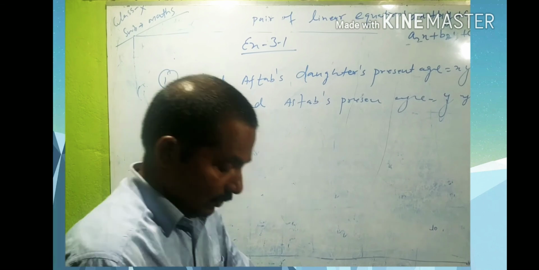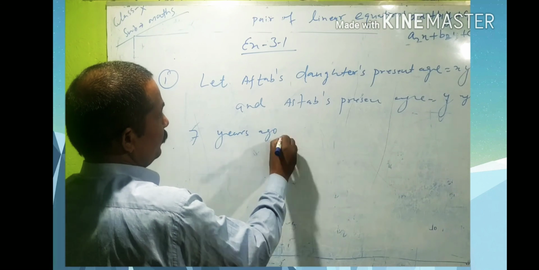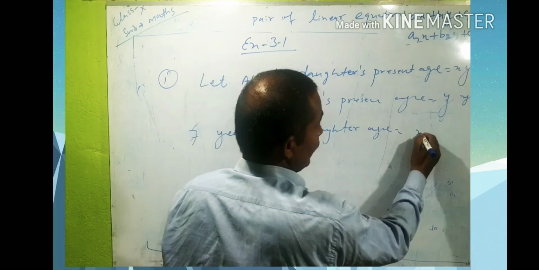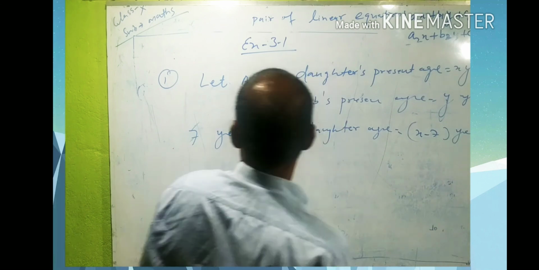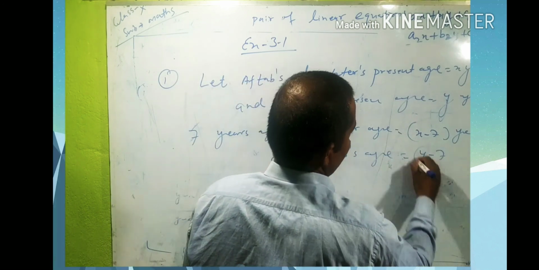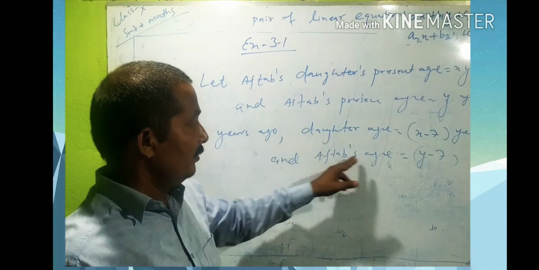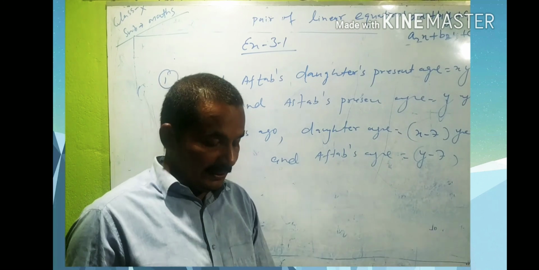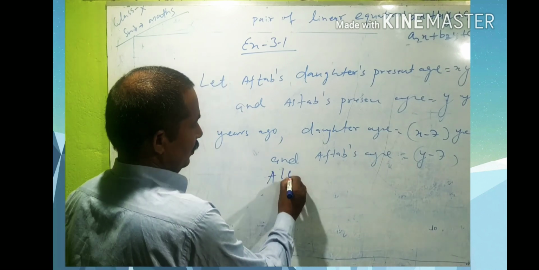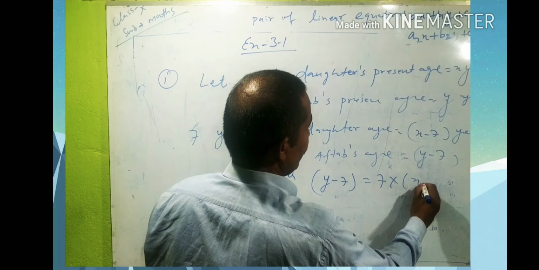7 years ago, the daughter's age will be what? x minus 7 years, and Aftab's age will be y minus 7. Are you getting? x minus 7 will be the daughter's age 7 years ago, and Aftab's age will be y minus 7. And then the condition is here, I was 7 times as old as. That means, according to the question, y minus 7 is equal to 7 into x minus 7.